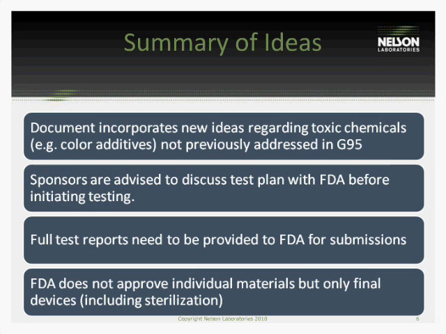So the first one is the document incorporates new ideas regarding toxic chemicals, and specifically they mention colorants. And obviously this was not addressed in the G95 document. This is more hanging around the ISO 10993-17 and 18 with the chemical characterization, where we're using chemicals and what comes off the device to be able to address safety concerns. And this might help limit biocompatibility testing depending on how it's used and where it's used.